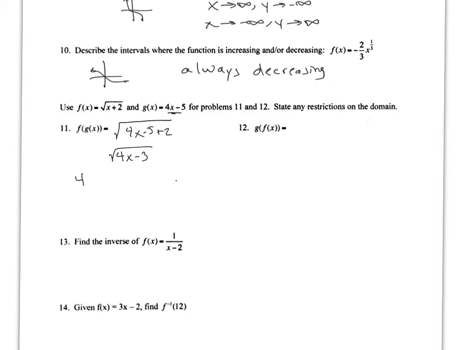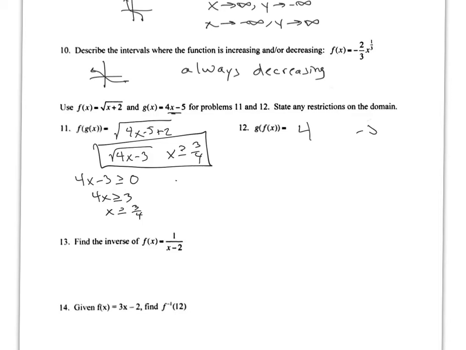Now we need the domain restriction. Because we have that square root, we know whatever's underneath there has to be greater than or equal to 0. So we get x is greater than or equal to 3/4. That is your domain restriction. Going the other way, starting with g. g says to take 4 times something minus 5, and we're going to insert this radical. If you have parentheses, that's no problem. It just doesn't have any meaning. This is the answer. Then we need to find the domain restriction: underneath the radical, greater than or equal to 0. So we get x is greater than or equal to -2.